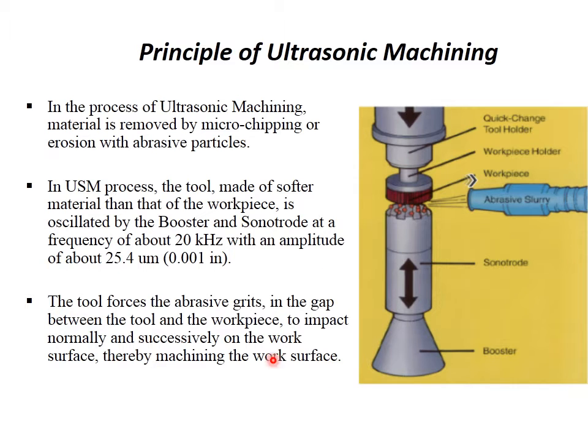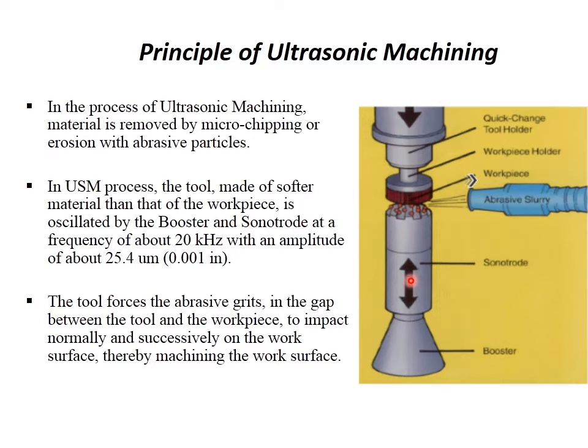So as we have mentioned, the tool's up and down movement forces the abrasive slurries. The abrasive slurries are just flowing on the top surface of the tool, right? So these motions will act as a force on the abrasive slurry, and once the force is applied, this slurry with a certain amount of force will impact the workpiece surface.